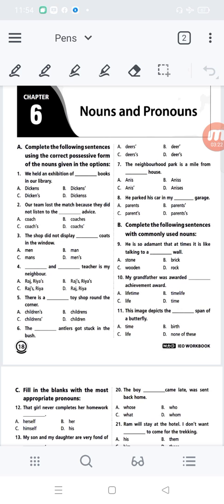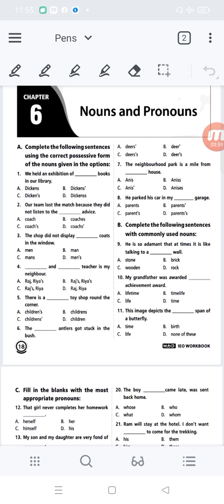So let me take the first example given in your book. A number question. Complete the following sentences using the correct possessive form of the nouns given in the options. Possessions means ownership. What is given? We held an exhibition of dash books in our library.